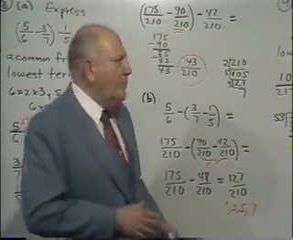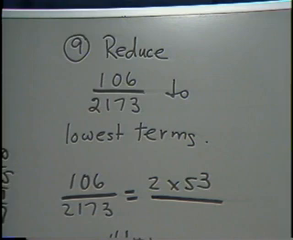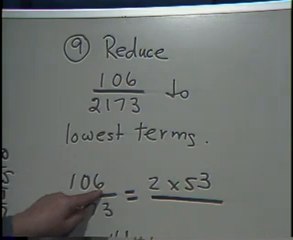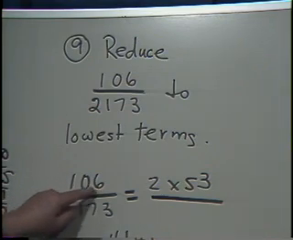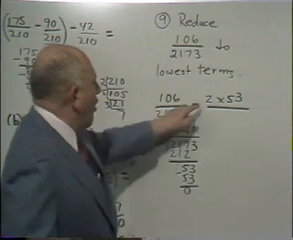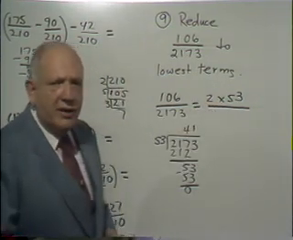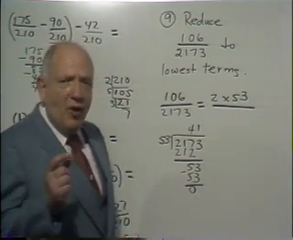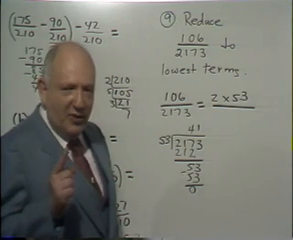Let me show you the trick to problem number 9. Problem number 9 says reduce 106 over 2,173 to lowest terms. You say, oh my gosh, 2,173. What in the world goes into that? And you could try trial and error, but let me show you a trick. The 106, that ends in a 6, doesn't it? So that's divisible by 2. 2 goes into 106 53 times. So the numerator is 2 times 53. And 53 is a prime number. See, we found that when we found all the primes up to 70. 53 was one of them.